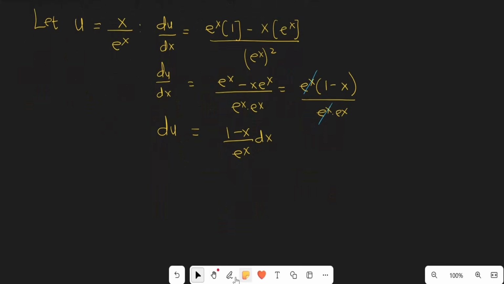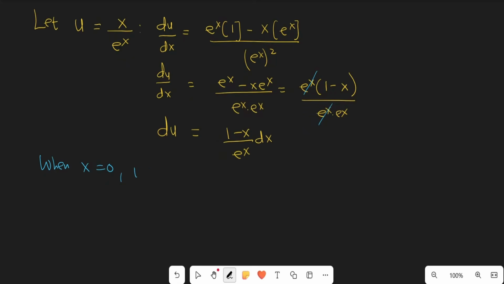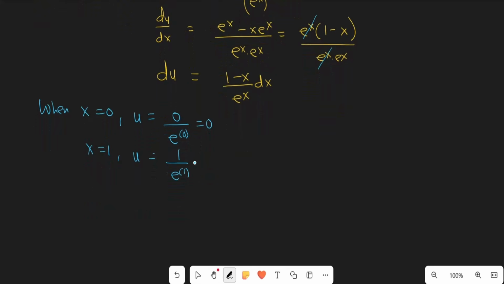What about a change in limits now? So let's find the change in limits. When x is equal to 0, that is the lower limit for x, what is going to be the value of u? u is going to be 0 over e raised to the power 0, and that is equal to 0. That is from here. And when x is equal to 1, the upper limit, u is going to be 1 over e to the 1, and that is 1 over e. So this is the change in limits.